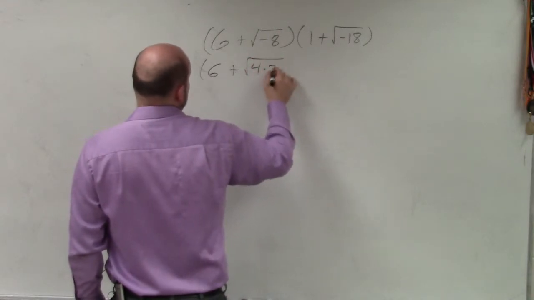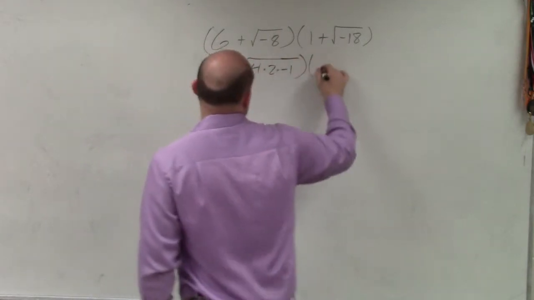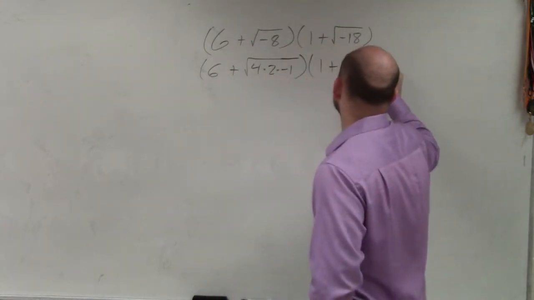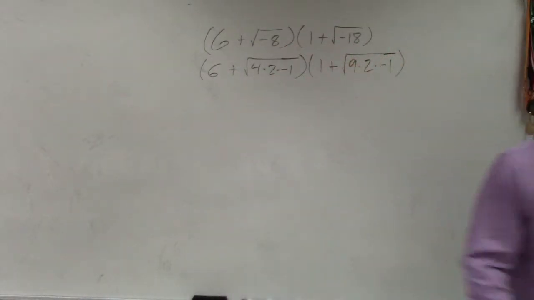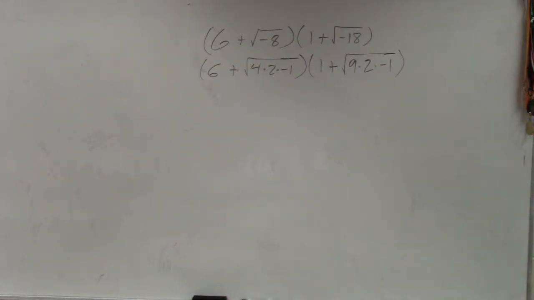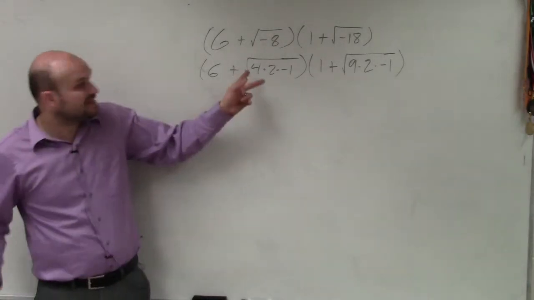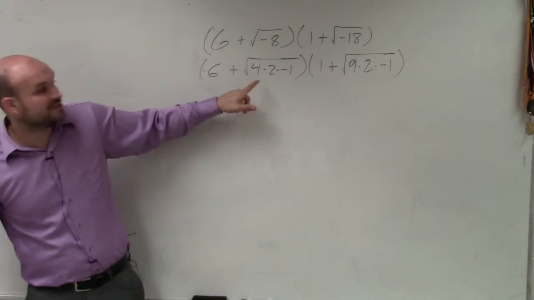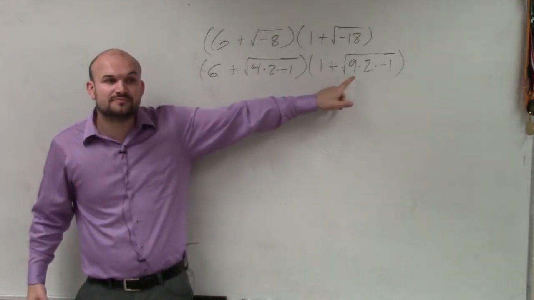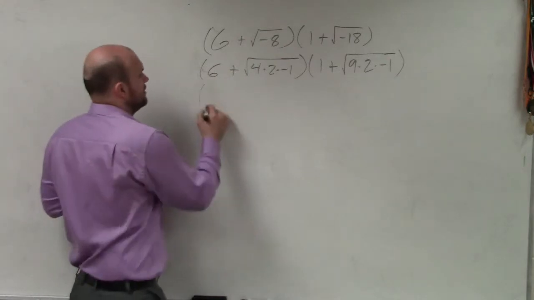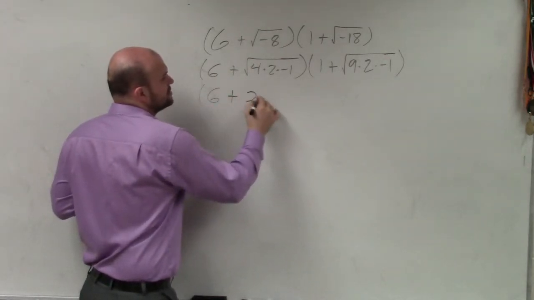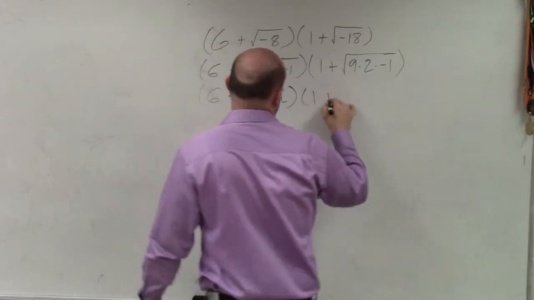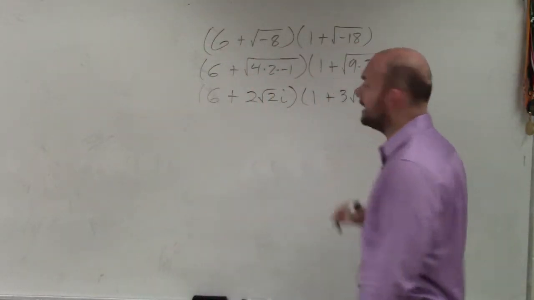I can write this as 4 times 2 times -1, times 1 plus square root of 9 times 2 times -1. Again, make sure you guys understand how I simplified the radical, as well as how I rewrote the -1. I took out the negative and rewrote that as multiplying by -1. The reason why I simplified this is I chose numbers you can take the square root of. 4 you can take the square root of, as well as 9. So therefore, I can simplify this as 6 plus 2 square root of 2i times 1 plus 3 square root of 2i.